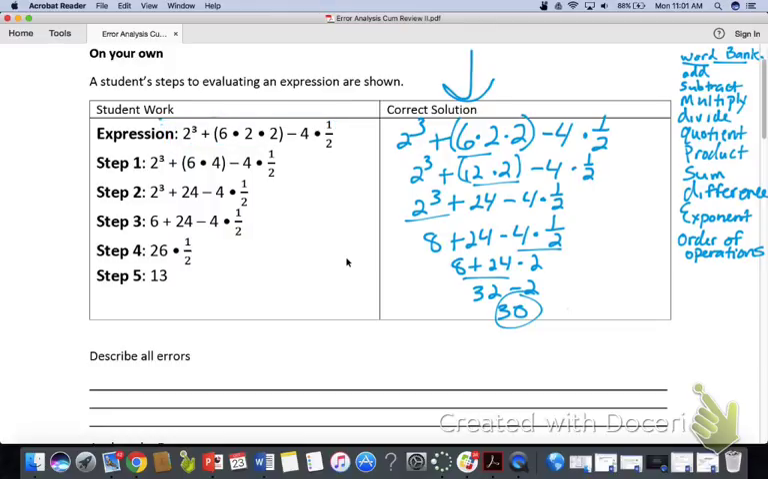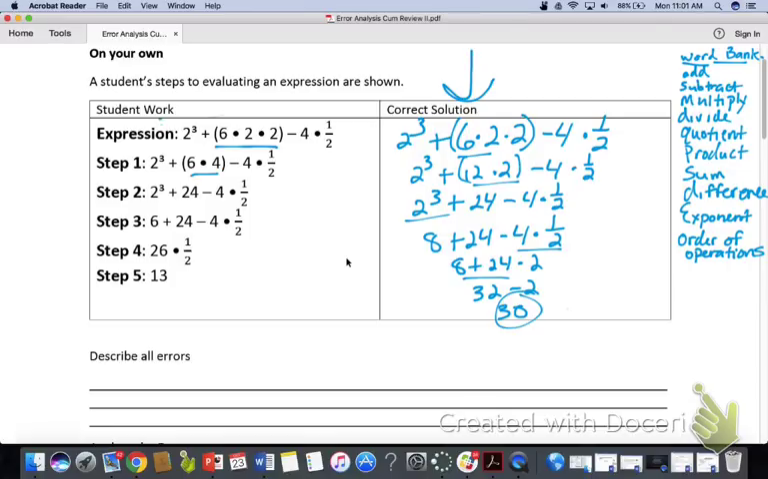So the first thing that they did is they did do parentheses. We did 6 times 2. Well, they did 2 times 2 first, which gives them 4. I'm going to be honest with you, although that looks like an error because we tell you to go from left to right, it doesn't change anything. So that's actually not an error in this particular case.